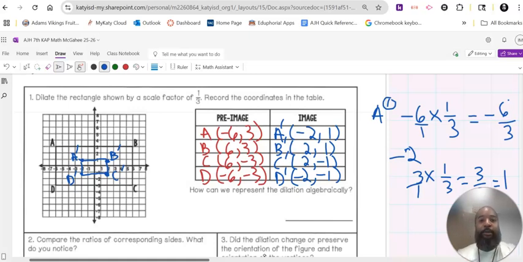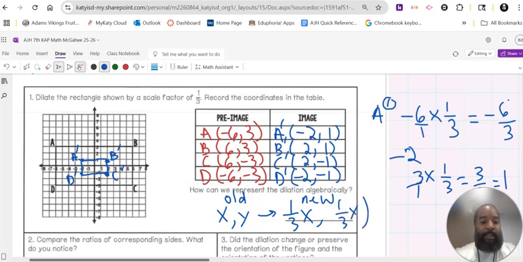And by algebraically, what we're asking is, how can we say what happened to both values of x and y for my original? So if this is my original, x comma y, so I'm going to call this old or original, how do I get to my new? What happened? Well, we multiplied my x value by 1/3, and we multiplied my y value by 1/3. And this is how we express this algebraically.